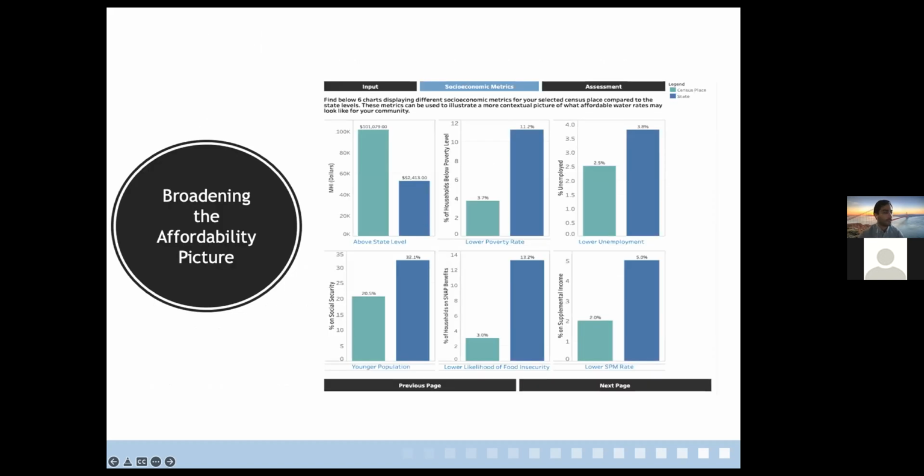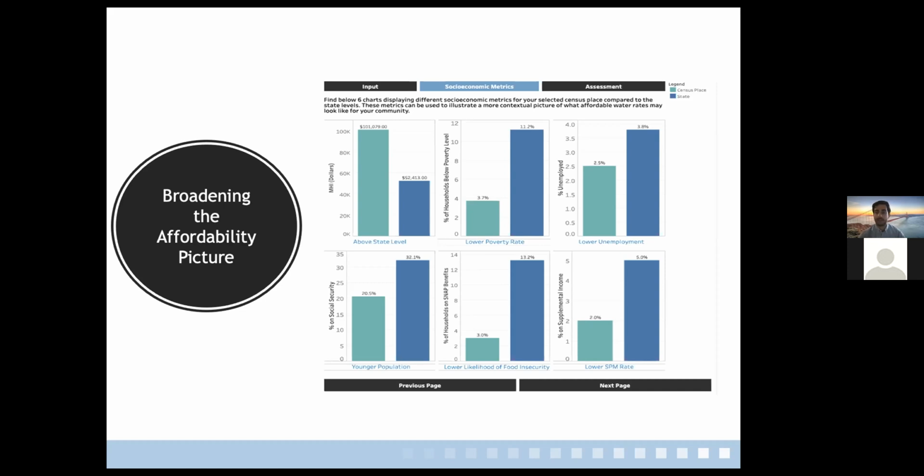And so I have a screenshot here of the affordability tool that I'll show a little bit later. This is showing various socioeconomic metrics, right? Other common metrics for measuring affordability include the rate of unemployment, the percentage of households on Social Security, or the percentage of households receiving SNAP and supplemental security benefits, as well as the percentage of households that are below the poverty line. Putting additional metrics in when you're looking at affordability paints a broader picture by providing more context about a community.